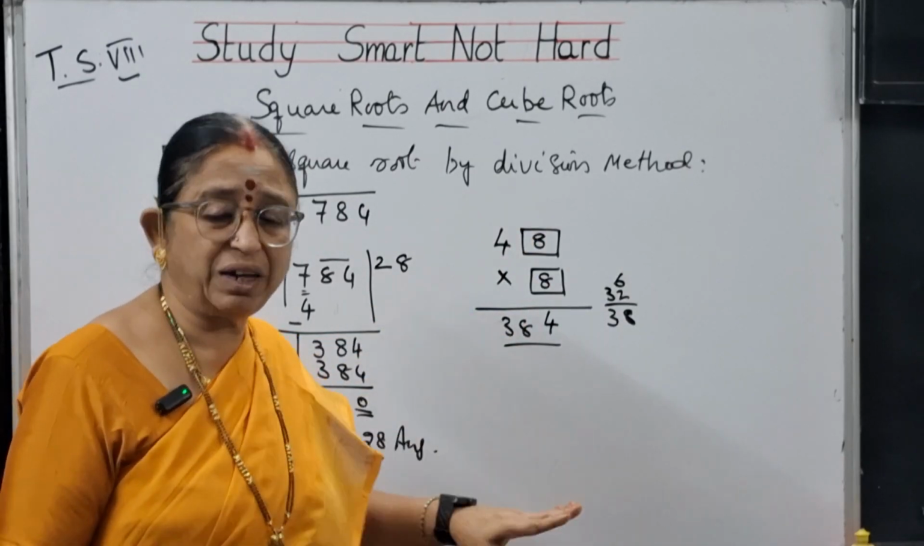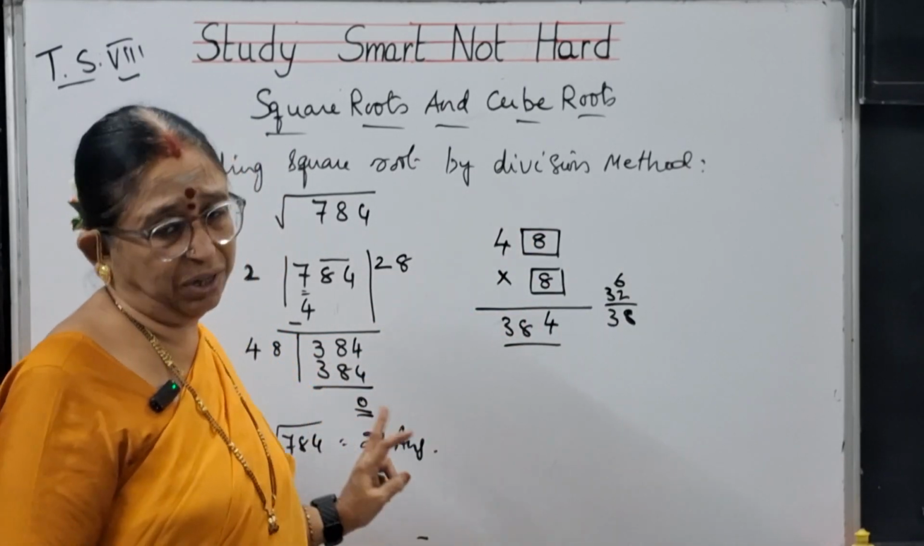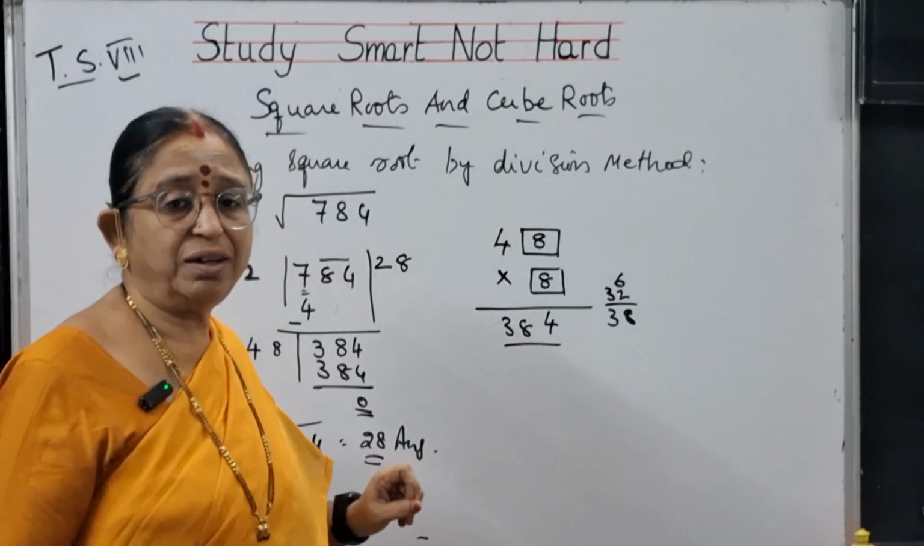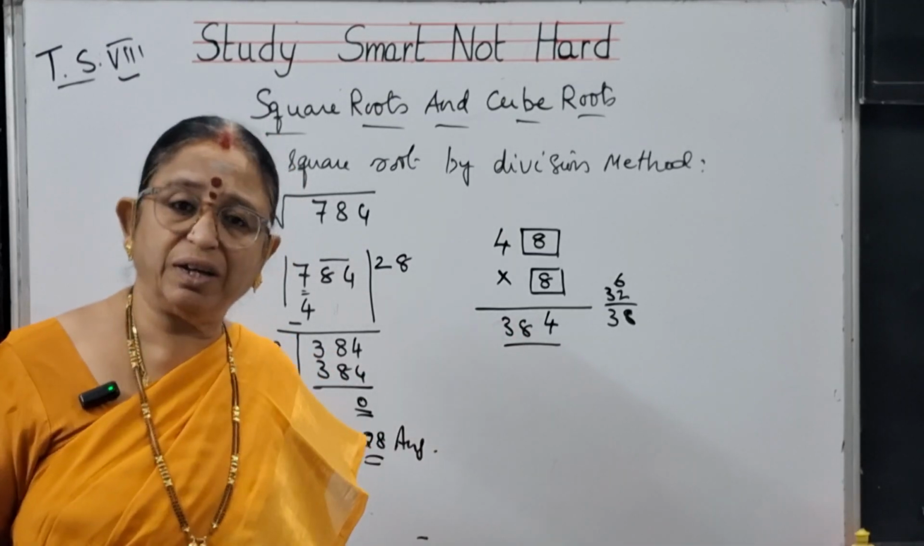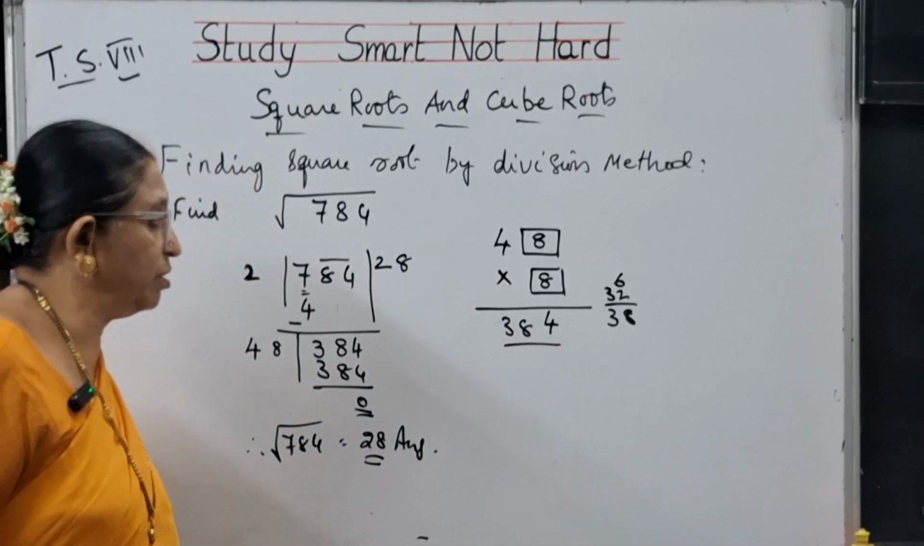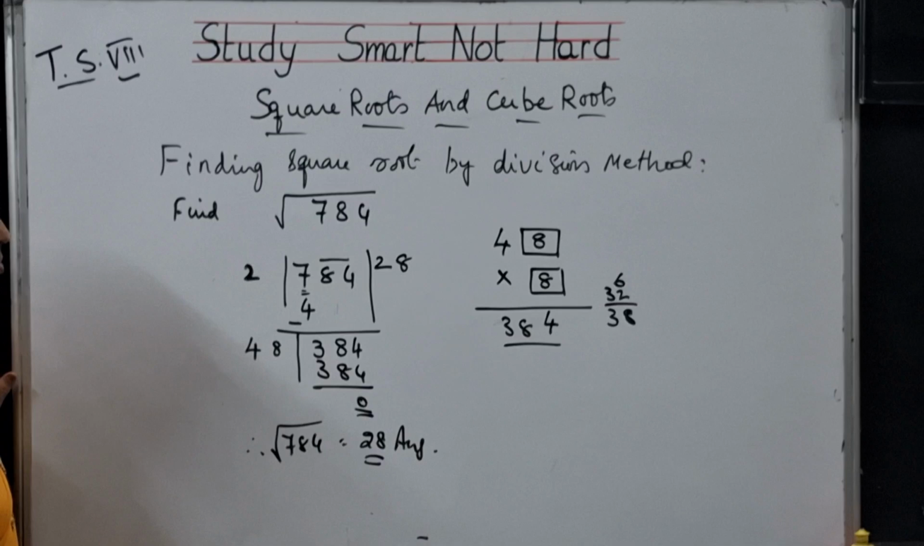So here, luckily, we have got it totally equal. In some cases, what happens? This might be lesser than this. In that case, you have to proceed again. So let us see a few more examples for these problems. So I hope I am clear. Please note it down.